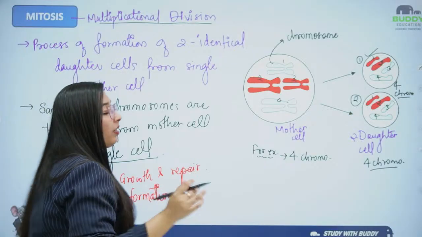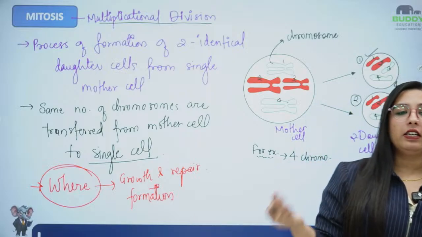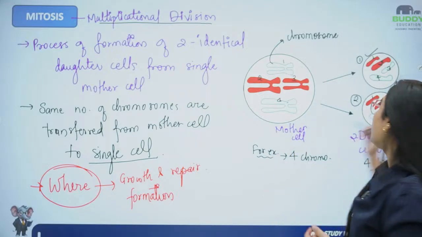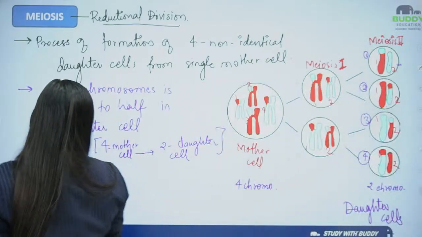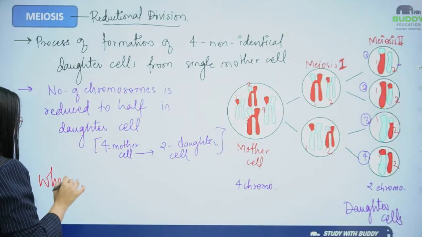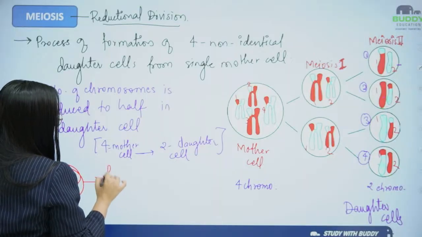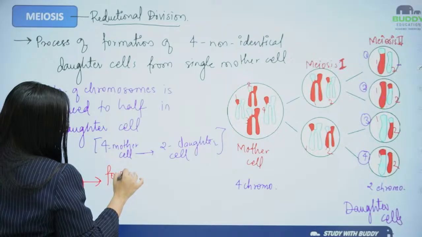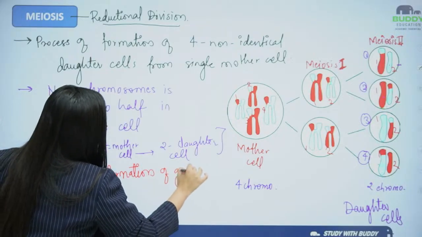What will happen there? There will be mitosis. There will be the mitotic division, or mitosis process. But when I talk about meiosis, now let's talk about where. This will be at the place for the formation of gametes.